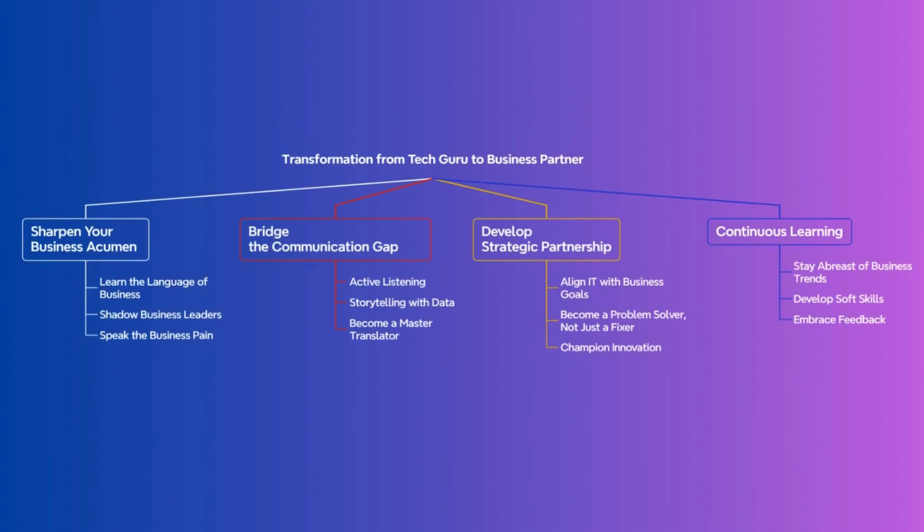The first topic under the transformation from tech guru to a business partner is sharpening your business acumen. As IT leaders, we possess incredible technical expertise. We can build, troubleshoot, and optimize like champions. But to truly elevate our impact, we need to bridge the gap and speak the language of business. Think of yourself as a translator. You already speak the language of technology. But to be a true IT leader, you need to learn the language of business too. This means understanding how companies make money, how they measure success, and the challenges they face.